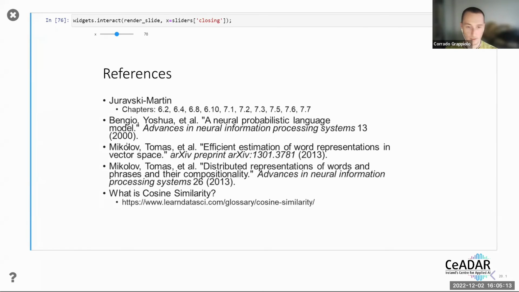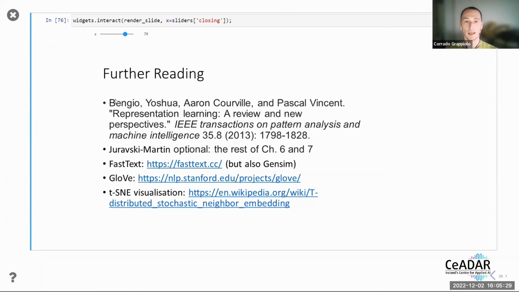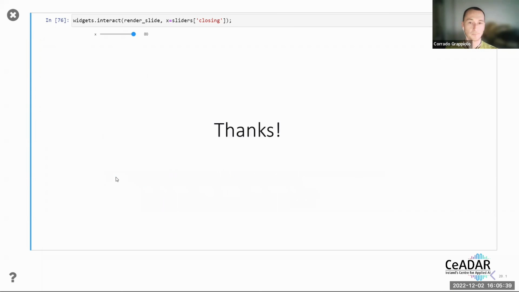This whole lesson was based on essentially these three papers that are in the reading material in the repository. These were the chapters that I relied on to make this course. This is a little tutorial on cosine similarity. And if you want to go a bit further on representation learning, you can read this brilliant paper and other ways to represent embeddings, GloVe, as I showed you earlier. And thank you.